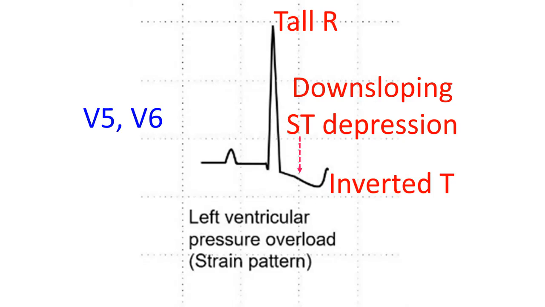Tall R wave in V5, V6 will be there in left ventricular pressure overload as well. The ST segment will show a down-sloping depression and the T wave will be inverted. These changes are called strain pattern. This pattern can occur in high blood pressure and in obstruction to the aortic valve.